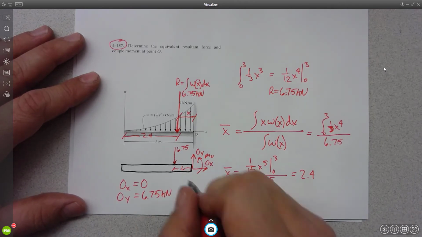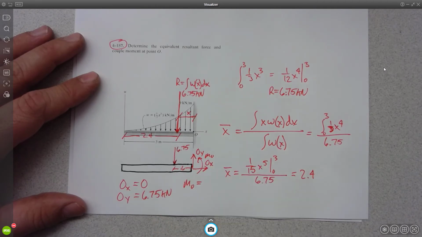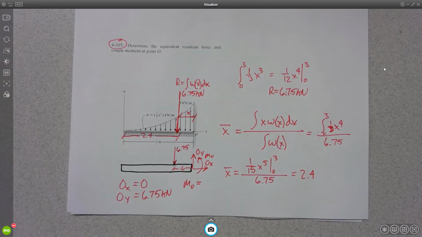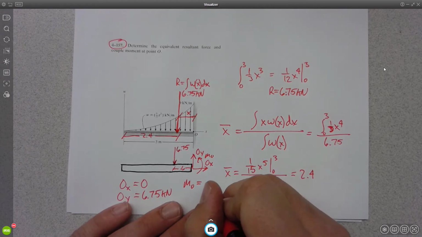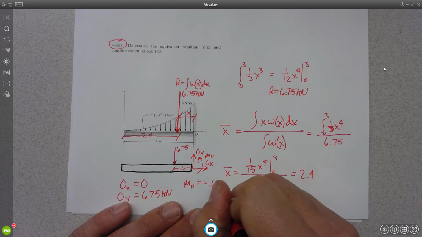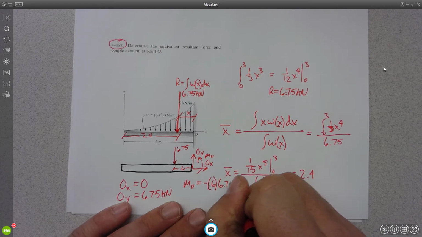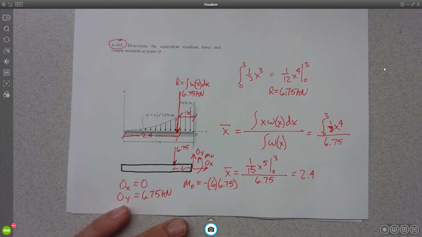The moment at O, I'd like you to look at that. Don't write any equations and just tell me about what it is. Roughly 4. It's 0.6 times 6.75, right? Positive or negative? Negative. Negative 0.6 times 6.75. What did I do? What are we doing in our heads there? We're summing the moments about O.